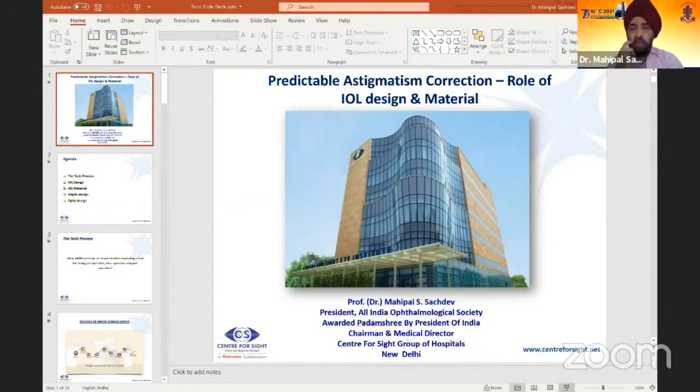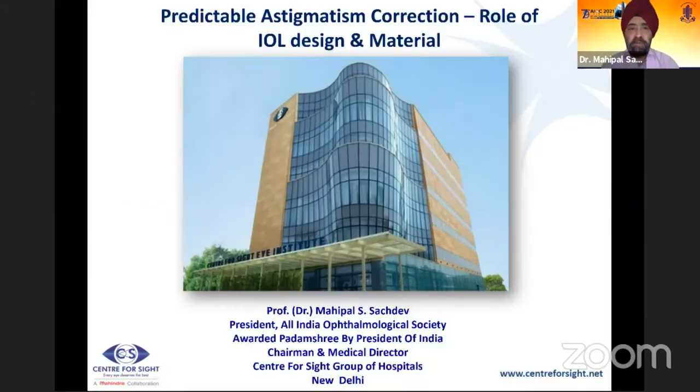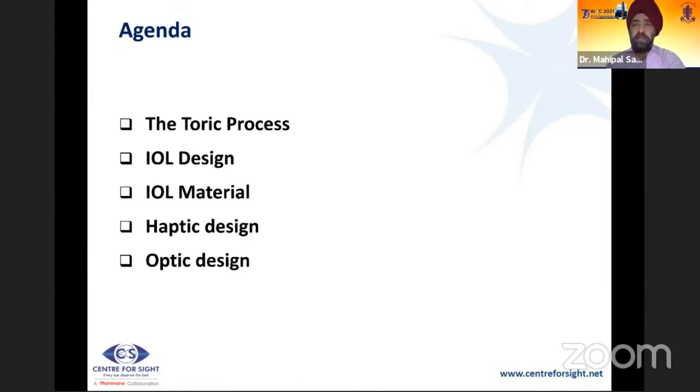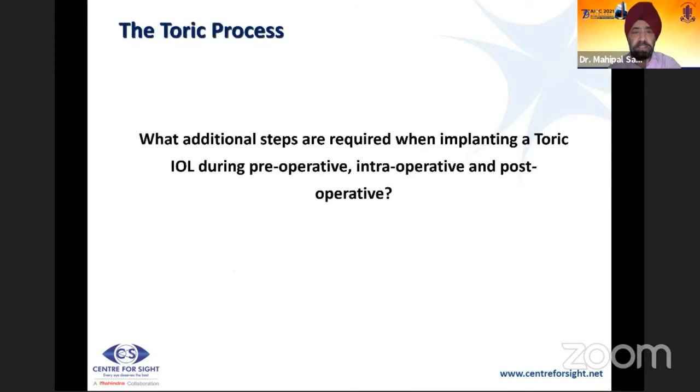As you all know, today the target of emmetropia is something that the patient desires, and all of us are looking at reaching this particular target. Toric intraocular lenses are gaining in everybody's practice. So I'll run you through what the toric process is as regards clinicians, and then we'll talk a little bit on the design, the material, the optic haptic junction, etc.